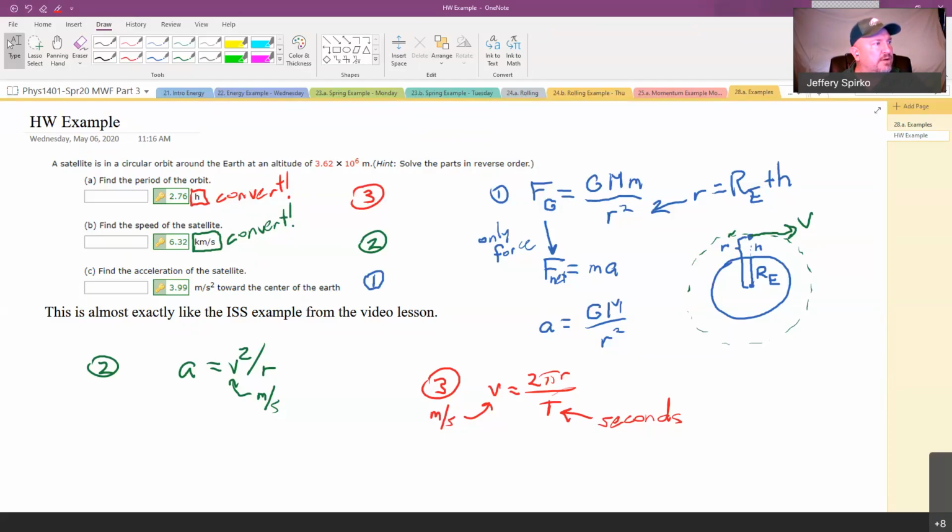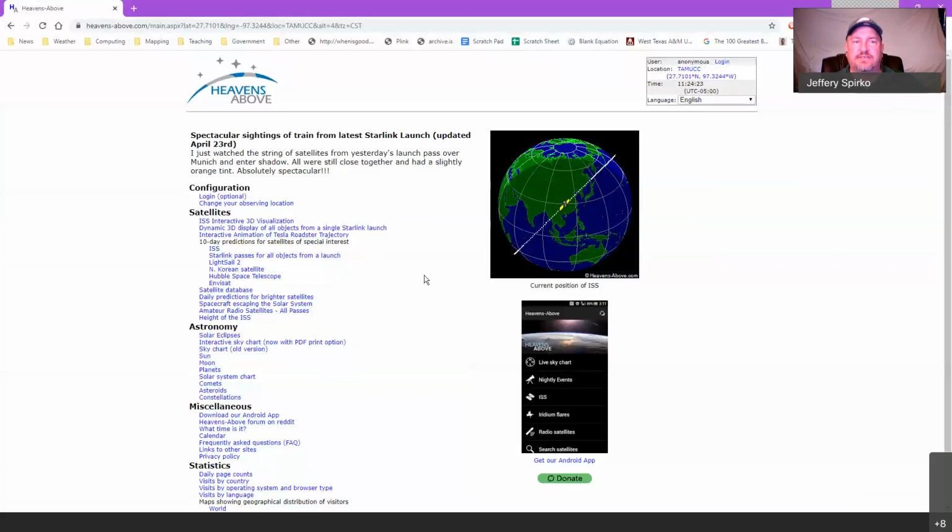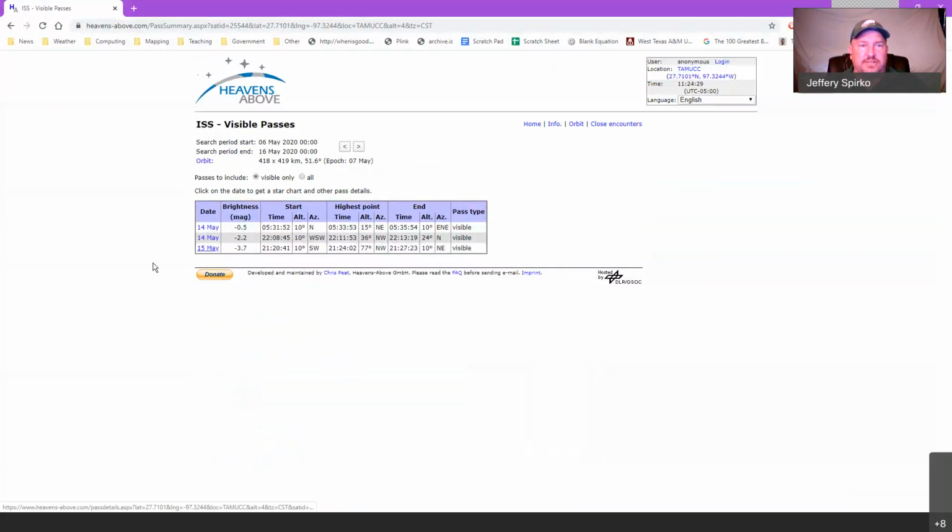Under my weather bookmarks, Heavens Above, TAMUCC. Bring that over here. Share that. So this is a website that tracks lots of satellites that are in orbit around Earth. And one of the satellites that is in orbit is the International Space Station. And apparently it's not going to be visible in our sky for a week or so. But whenever you see a negative brightness in astronomy, it means something is really, really bright. Negative brightnesses are much brighter than positive brightnesses.